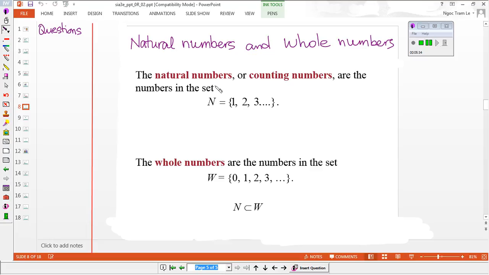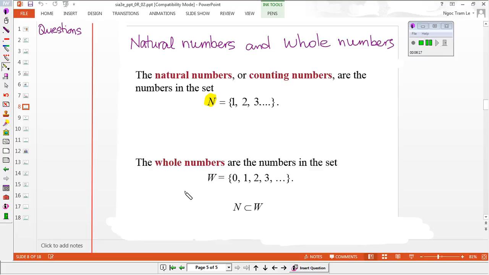So here we are. Natural numbers, or we call them counting numbers, are numbers in the set where you start from 1 and they increase by 1, just like in the Venn diagram we just drew. And then we use the capital letter N. Just like when I assign your seat, I use the capital letter N to assign your seat, just so you know that. And next one, whole numbers.